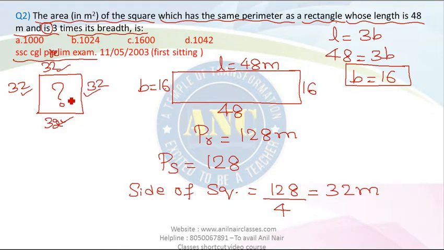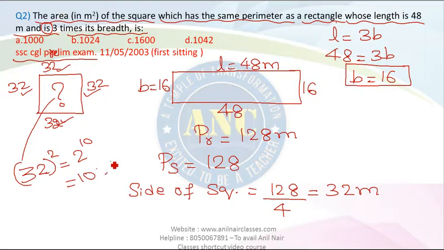They are asking you to find the area of that square. Area of the square is nothing but side square. Side square is nothing but 32 square. 32 is 2 power 5. 2 power 5 whole square is 2 power 10. 2 power 10 value is 1024. Answer for this question is area of the square is 1024 square meters. I hope this SSC CGL prelims question is also very clear for you people, sir.